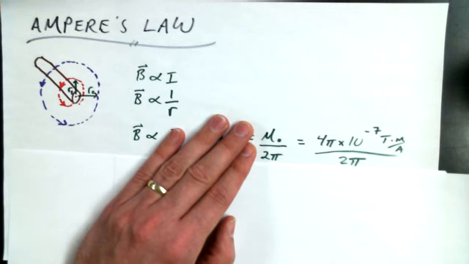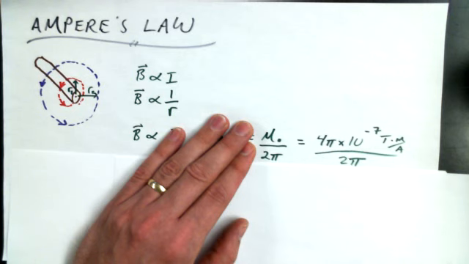And mu naught is a description of how well magnetic fields permeate into space, or how permeable a vacuum is in terms of allowing magnetic fields to be set up within that vacuum. So the idea of how well a magnetic field can permeate into a space is described by this mu constant.